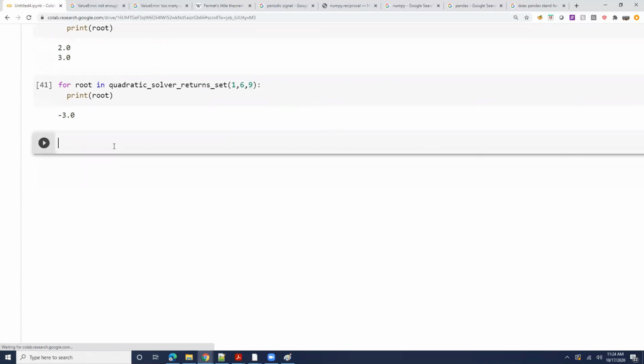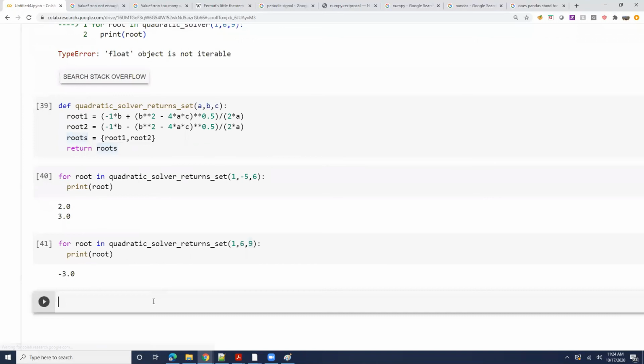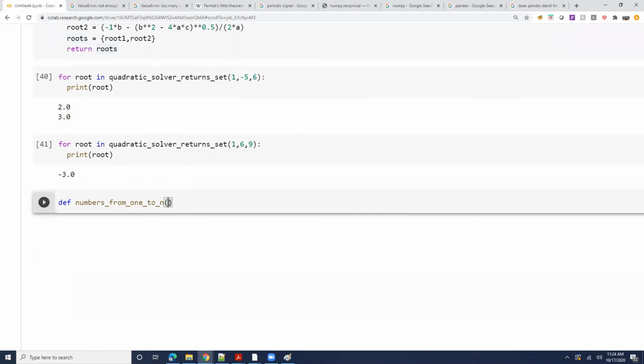But since some of you guys already came up with this thing called generators, we'll probably pause for a second here and go to this other idea of generators. So a simple function, numbers from 1 to n. So I want to return one number at a time from 1 to some number n, right? So number n is my input.